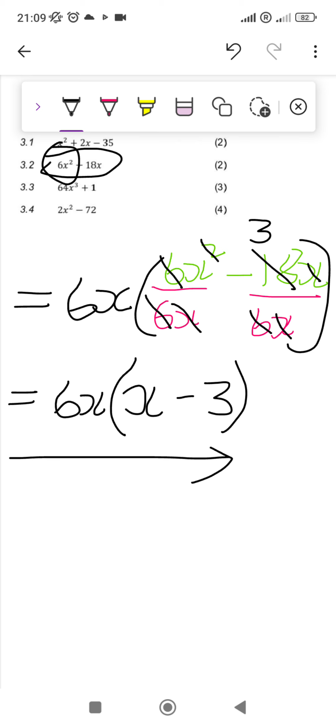Let's talk through this again quickly. So we looked for a factor, a value that went into both of these terms, right? It was our 6x. And then we wrote our common factor in front. We opened a bracket. Then we divided each term with that factor. So 6x squared divided with 6x left us with our x. And our negative 18x divided with the 6x left us with the minus 3. Okay, so that is the highest common factor.